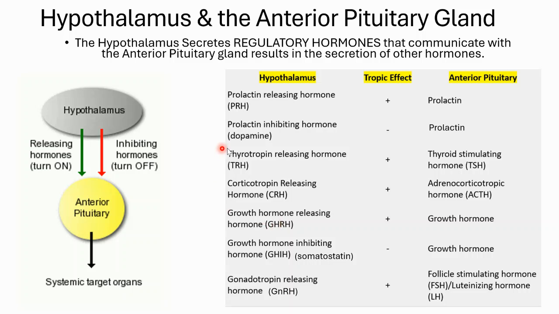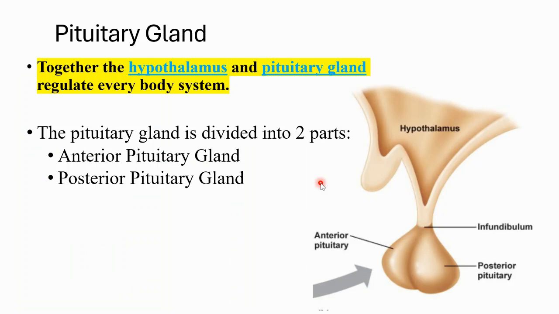And if you look at the names of the hormone secreted from the hypothalamus, prolactin releasing hormone, the name of the hormone that's going to cause the release is prolactin. So they do make a little bit of sense if you work on those. So again, practice, practice, practice. The pituitary gland, again, together with the hypothalamus, help regulate everything.